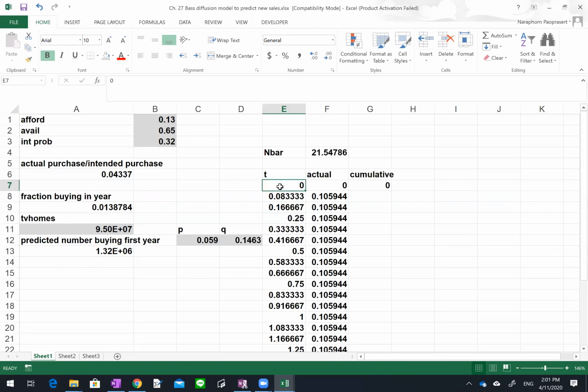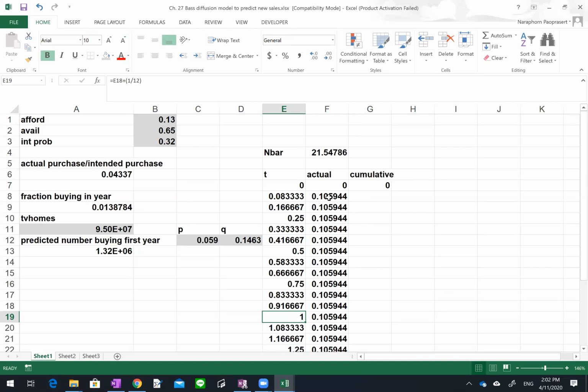Now we want to do time in months. So in order to do it in months, this is just 1/12 months. The next month is just this first month plus 1 divided by 12, and this is just going to be the previous month plus 1 divided by 12. So if you go up until 12 months, this is going to be 1 year in cell E19.